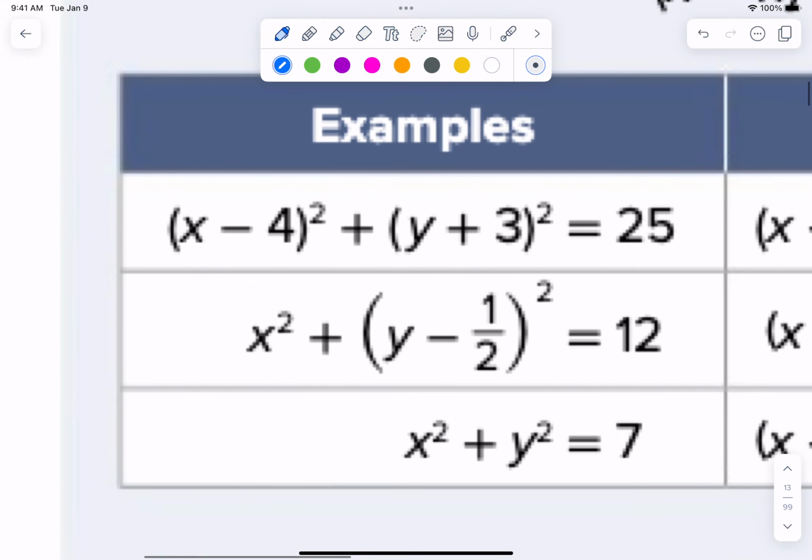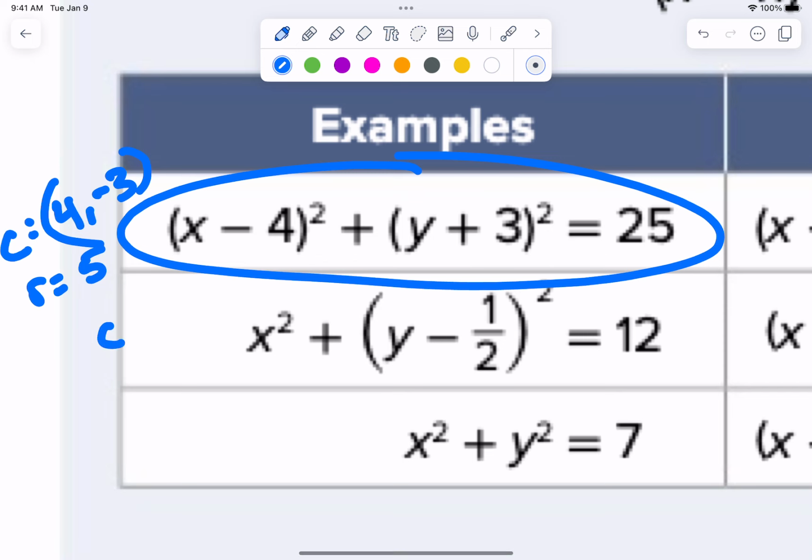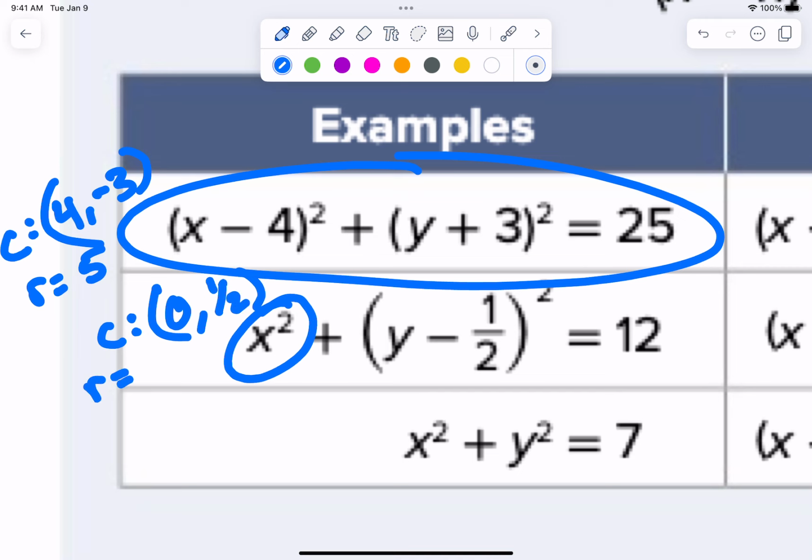This gives you the example. This guy has a center at 4, -3. Can you see that? And the radius is how much? 5, okay? This guy has a center at 0, and he doesn't have anything with the x squared, so that is 0, comma, positive 1/2. And what's the radius? 2 square roots of 3. The square root of 12, whatever that comes out to be, which is 2 square roots of 3, right?